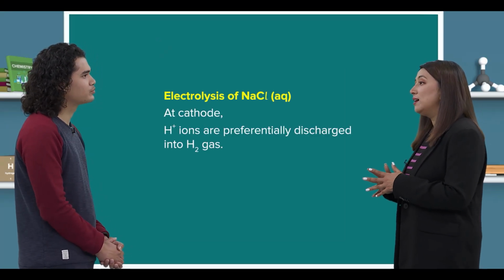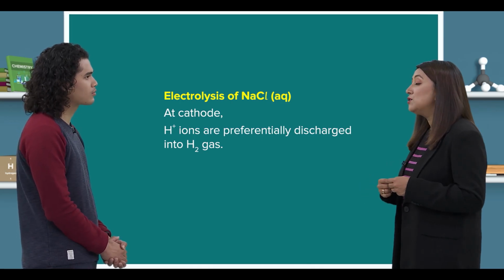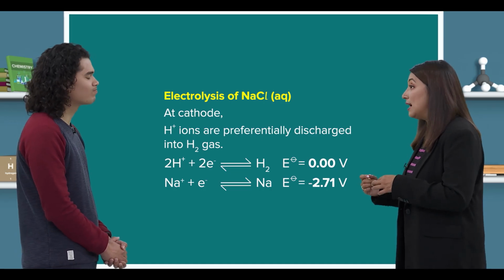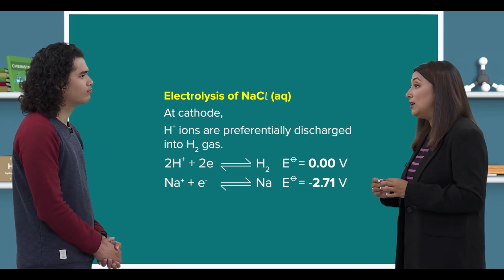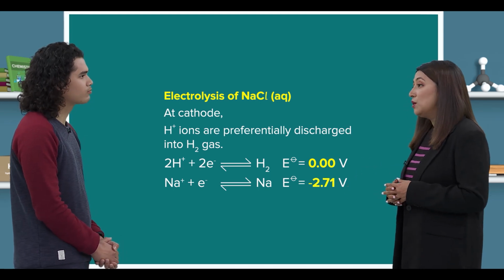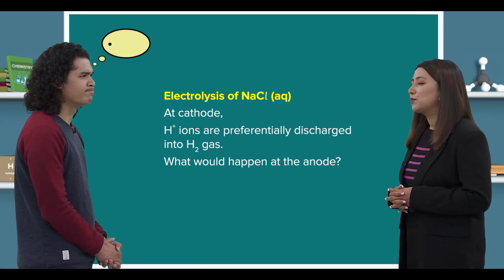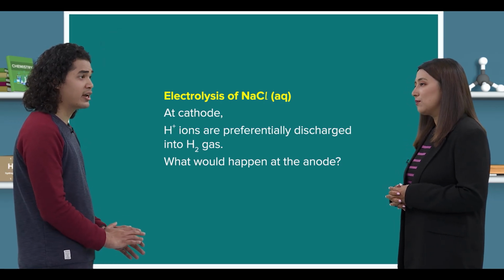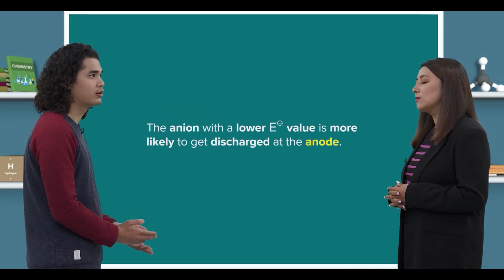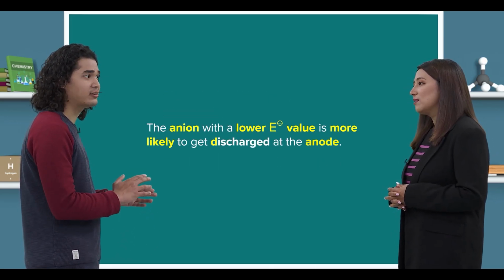Now, in the electrolysis of an aqueous solution of sodium chloride, the hydrogen ion will get discharged at the cathode into hydrogen gas because the E0 value of hydrogen is more positive than that of sodium. So Divash, what about the product at the anode? Since anions are negative ions, they have to get oxidized in order to turn neutral. The anion with a lower E0 value is more likely to get discharged.